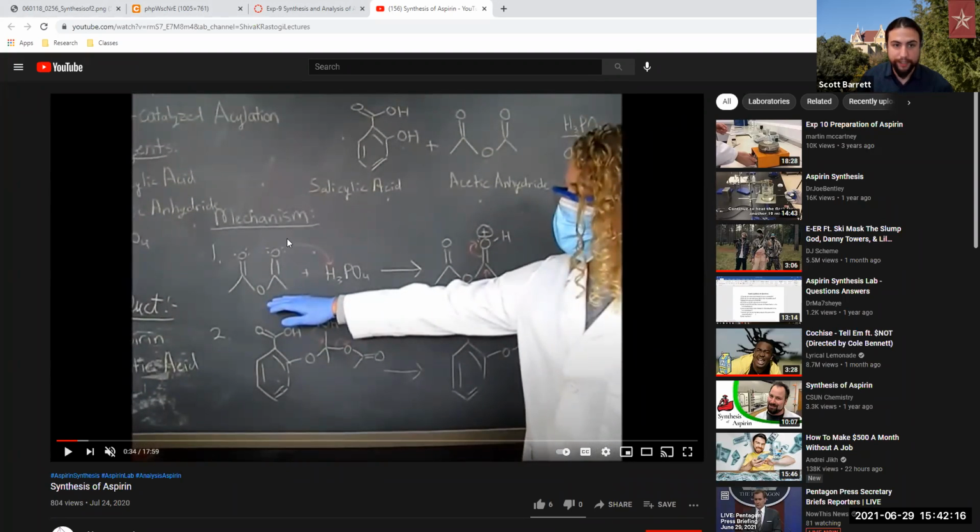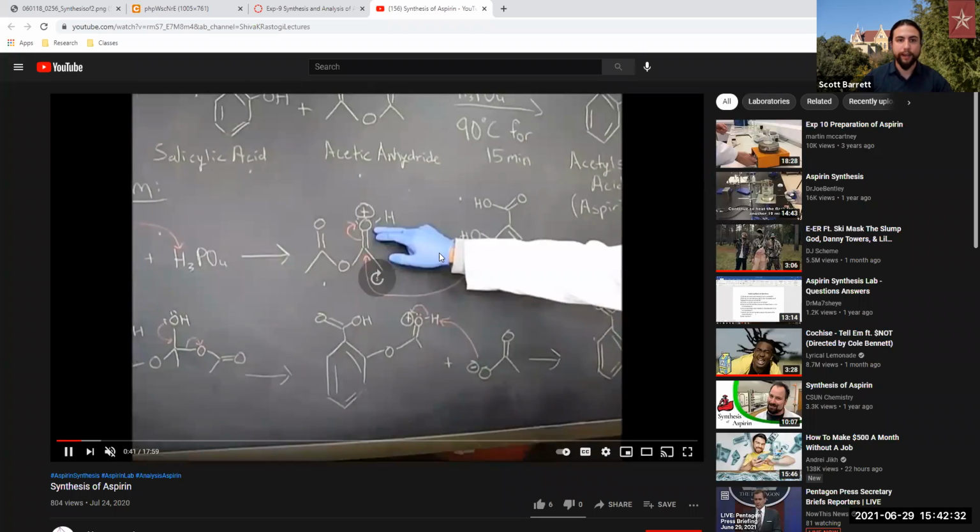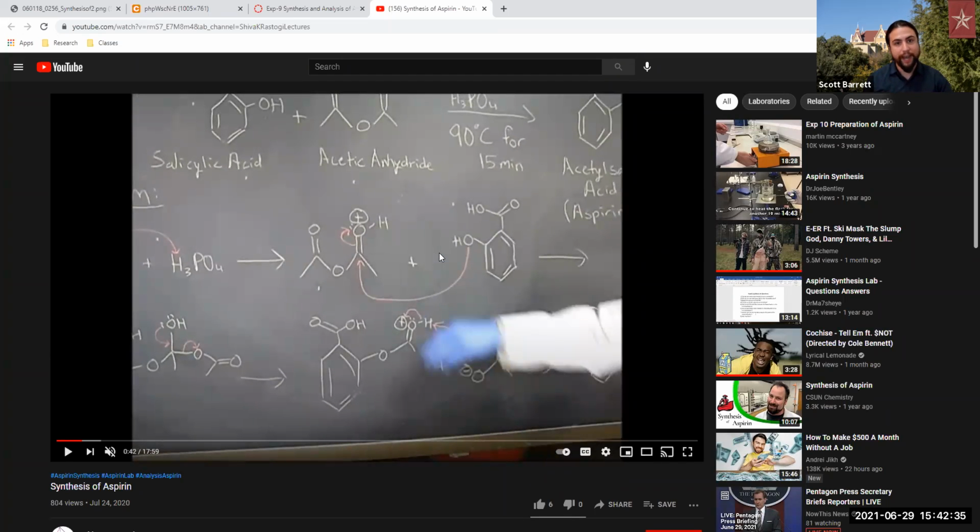So firstly, we're going to see that the oxygen of the carbonyl oxygen, either one, it's fine. It's a symmetrical compound, so either the left or right carbonyl oxygen is going to actually act as the nucleophile and attack the free proton on phosphoric acid, okay? Then, after that happens, now you have your protonated carbonyl oxygen.